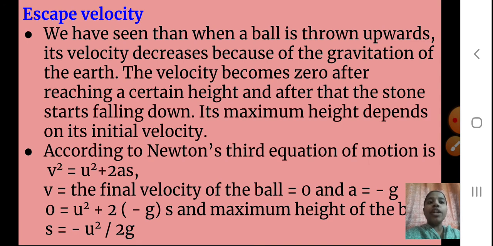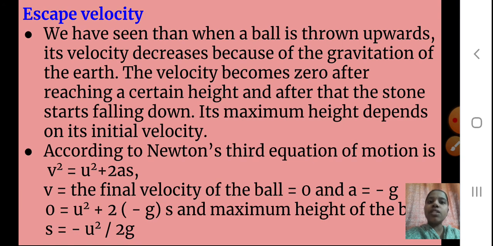Okay. According to Newton's third equation of motion, which you know, now it has changed to v square is equal to u square plus 2as. So instead of a, what will I write? g. Okay. Now v is the final velocity of the ball. That will be 0. Okay. After reaching some height, it will start its motion downward. Yes or no? a is equal to minus g.